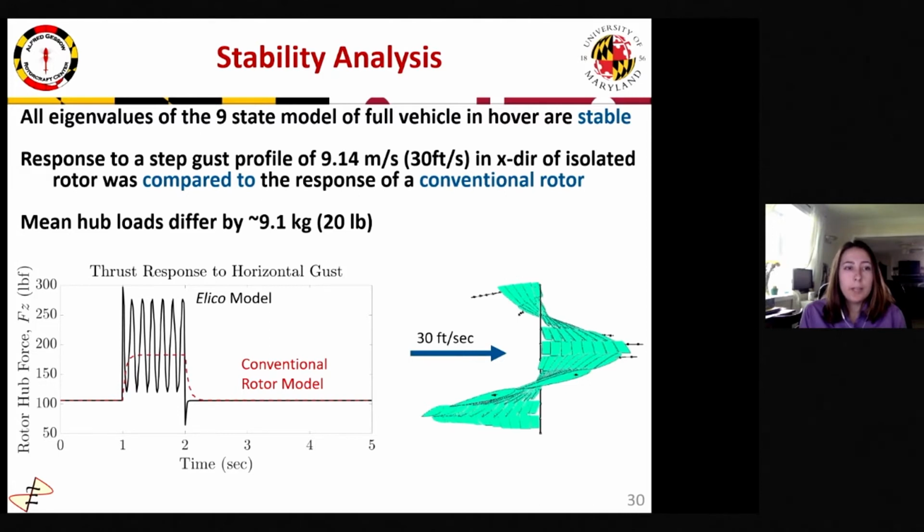Ellico's isolated rotor has high amplitude 1 per rev vibrations, while the conventional rotor has low amplitude 4 per rev vibrations. These high amplitude 1 per rev vibrations are due to the model's dissimilar blades encountering the gust, whereas the conventional rotor has identical blades.